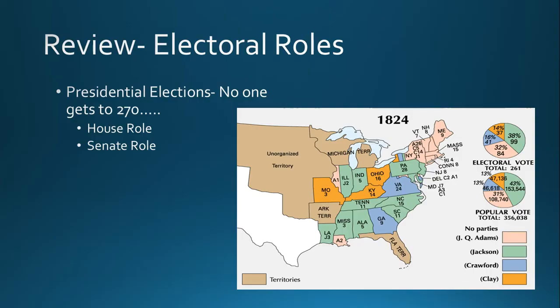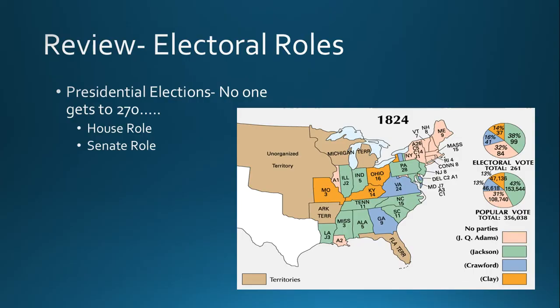In the instance where no one receives a majority of the electoral votes, the presidential election is then decided in Congress. That has happened twice in U.S. history, once in 1800 and then again in 1824, which is the map that you have on the screen. As you can see in that election, there were 4 candidates. And in the electoral vote, Andrew Jackson received a plurality of the electoral votes, 38%, 99 electoral votes.